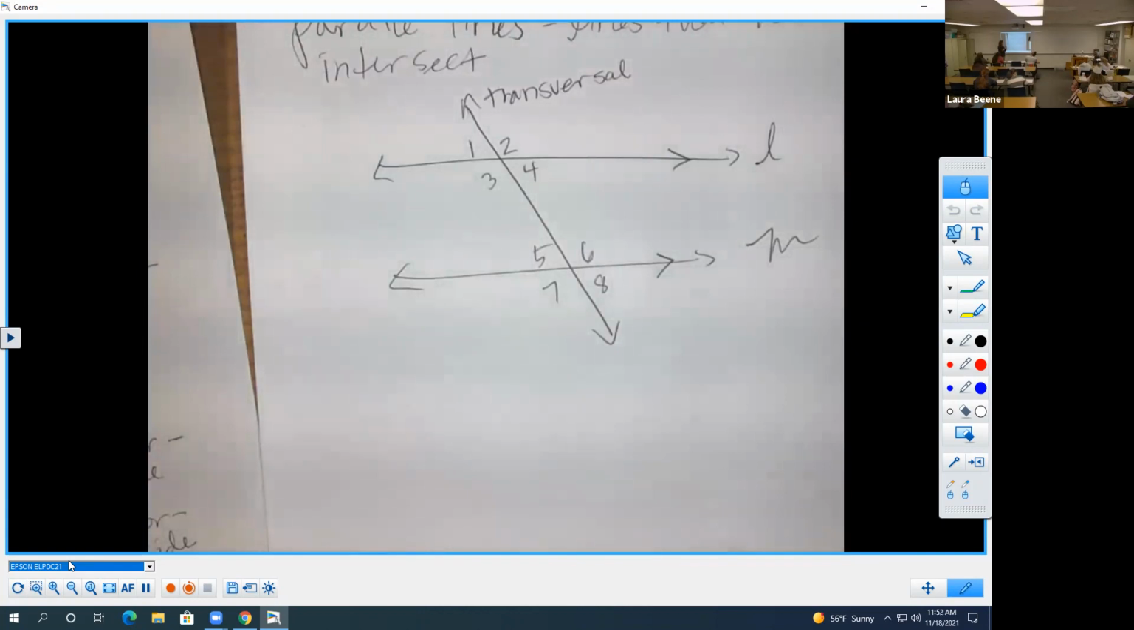Tell me 2 exterior angles. 1 and 2, 7 and 8, 1 and 7, 2 and 8. Any combination is fine. Okay.